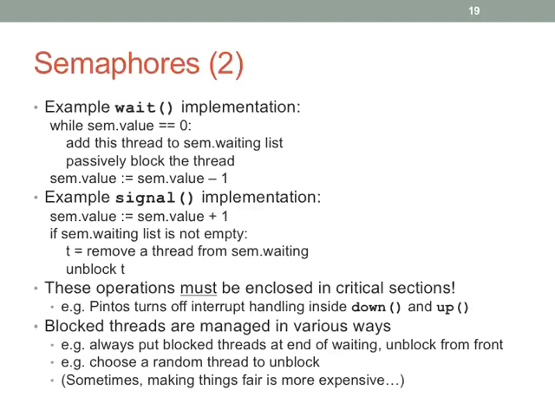And there are various ways to manage the blocked threads. So you could always put them at the end of the waiting list and always take them off the front. That tends to be a very simple way of doing things. You could choose a random thread to unblock. That seems kind of over the top, but it's interesting because you don't really have very many guarantees of fairness here.